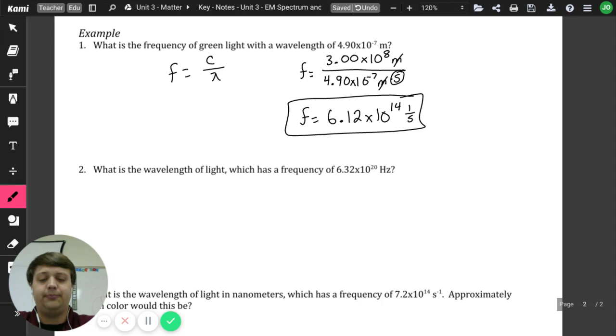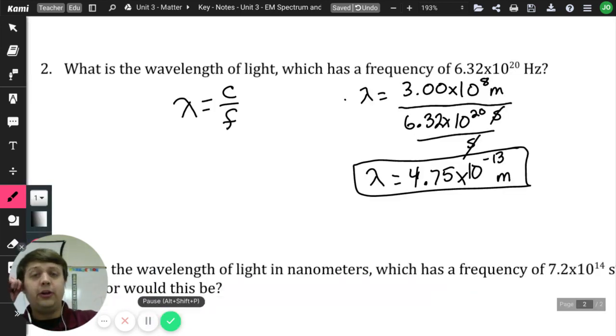All right, so hopefully y'all have paused the video and worked through this problem. What you should have found is that we have 4.75 times 10 to the negative 13th meters as our wavelength here. Again, I took my wavelength formula, which is wavelength equals speed of light divided by frequency, and I plugged in my numbers. So 3.00 times 10 to the 8th meters per second, so seconds is on the bottom, divided by 6.32 times 10 to the 20th hertz.